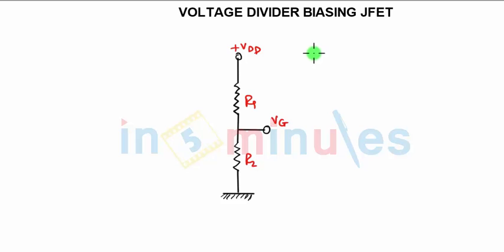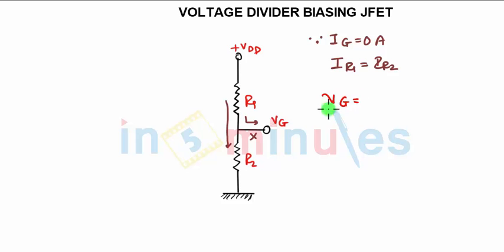Coming to the potential divider biasing, since Ig is 0 ampere, we can say current through R1 equals current through R2. That means no current goes into the gate; whatever current you have flows into R2. So Vg can be written as R2 upon R1 plus R2 into VDD, by the potential divider rule. You got Vg as R2 upon R1 plus R2 into VDD.